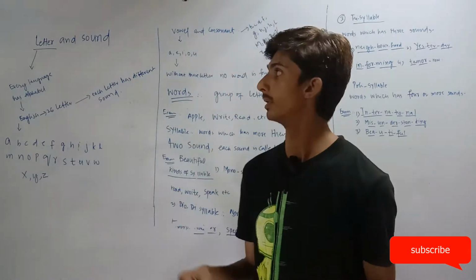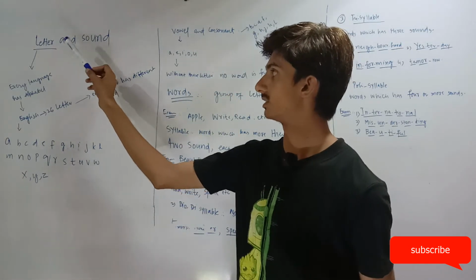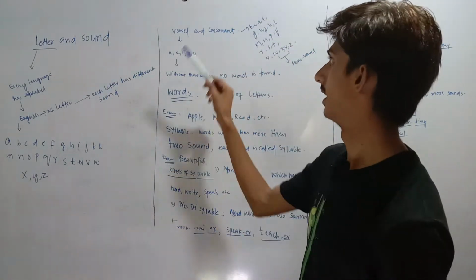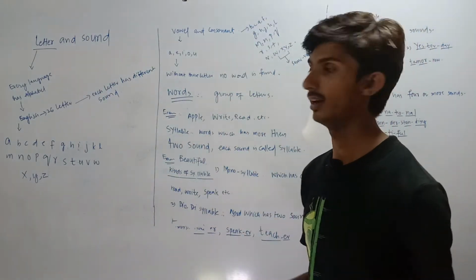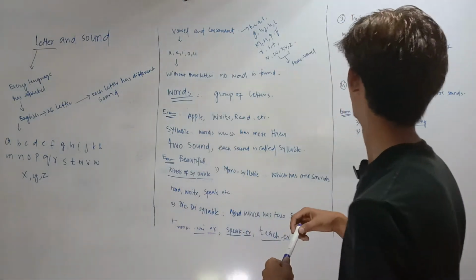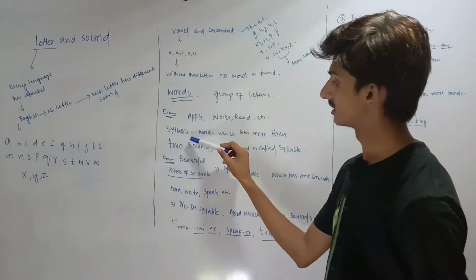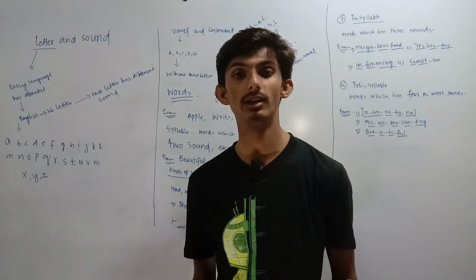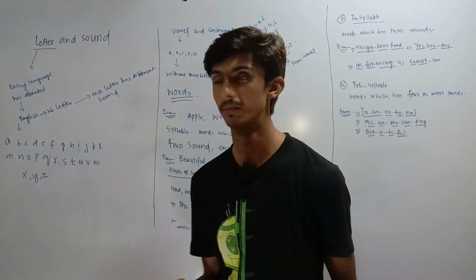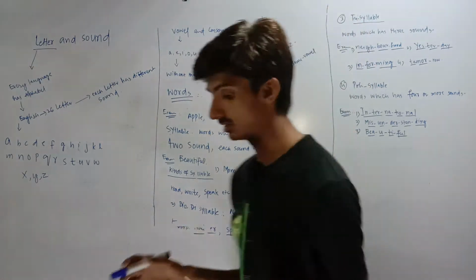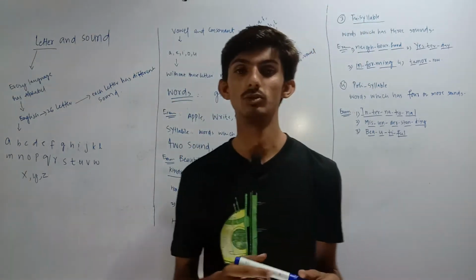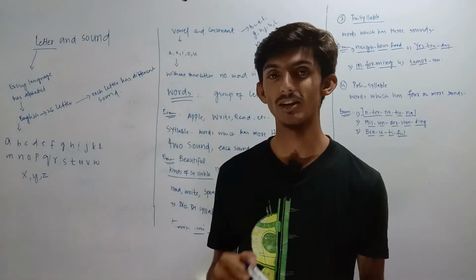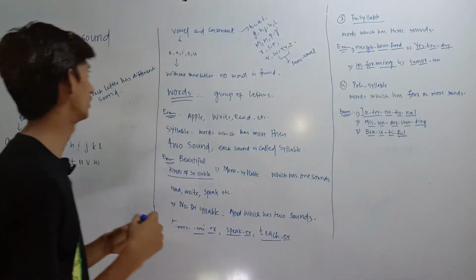Today I am going to teach you. Today my lecture is about the letter and sound, the vowel and consonant, and the word. What is a word, and the syllable, and the kinds of syllable: monosyllable, bisyllable, trisyllable, and polysyllable. This is all about my lecture. Today I will teach you about these things. So let's start, I am going to start my lecture.